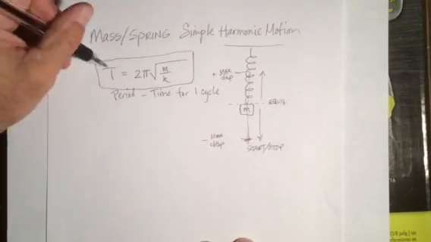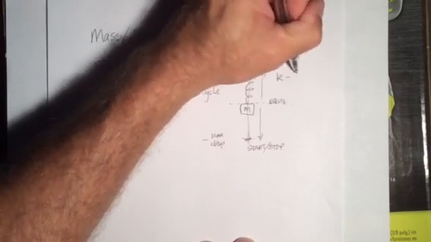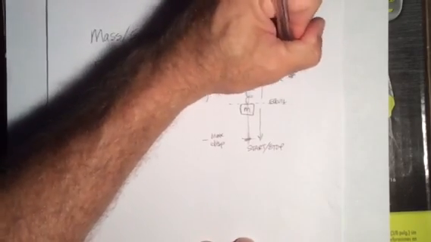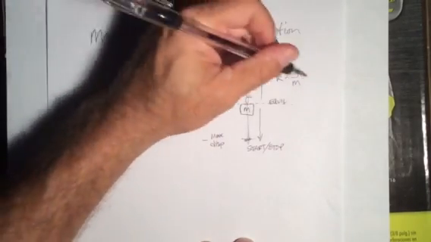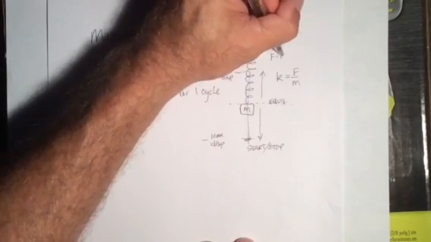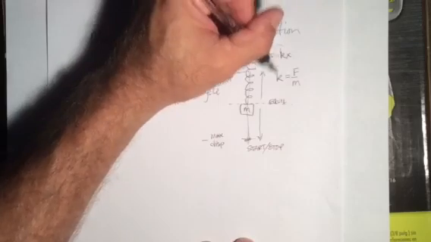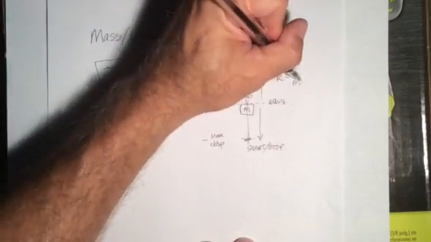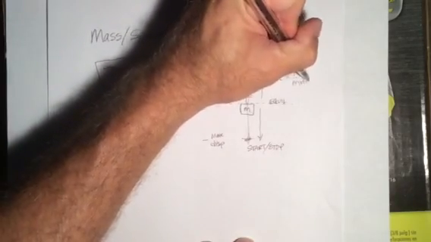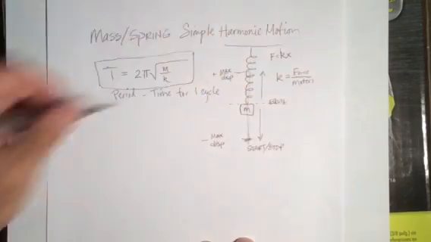What happens if we know the time and we know the spring constant, K? K is a spring constant measured in force per meter stretched. So Hooke's law: force equals Kx. X is the meters of stretch, force is the amount of force applied, and K is the spring constant. K is F over M, force per meter, that's how it's measured.